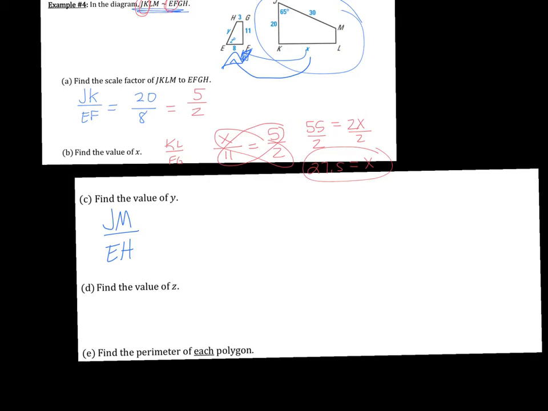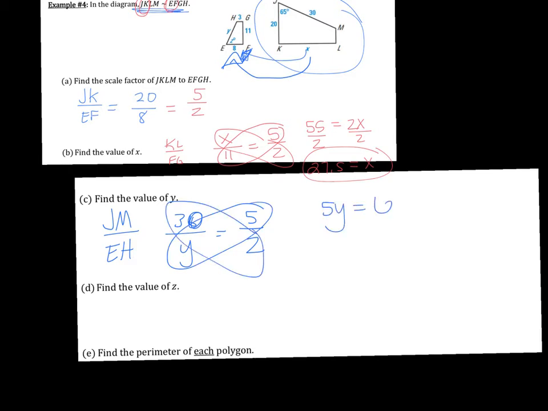So JM to EH. So my JM is 30. My EH is y. We don't know what that is. And it should equal that scale factor 5/2. So I set up that ratio, that proportion, and I'm going to cross multiply. So I multiply 5 times y and 30 times 2. And then I'm going to divide both sides by 5. So my y equals 12.